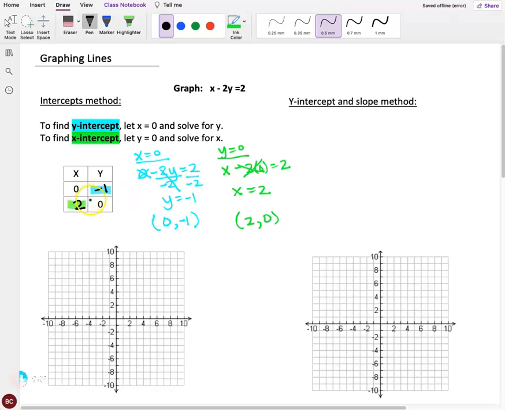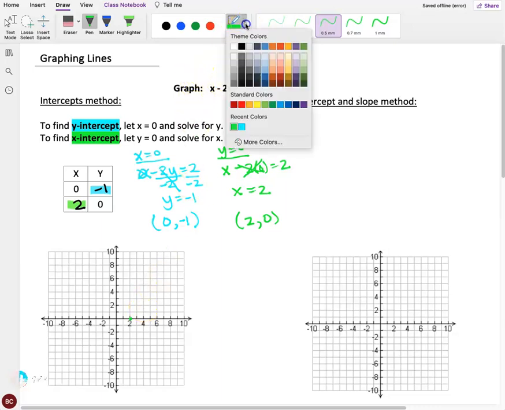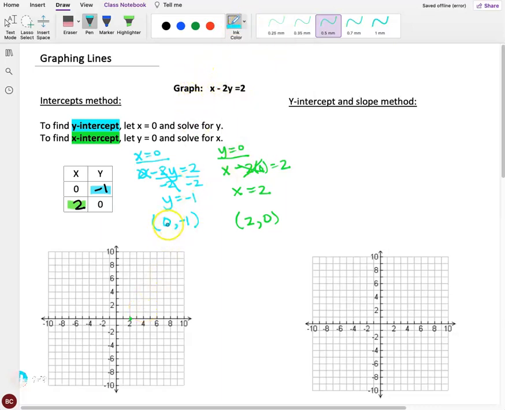All right, and now I have 2 points that I can graph on my grid, and let's do these in the different colors that I have here. So 2, 0, so over 2 up 0 is here, and that is my x-intercept. And then my y-intercept is 0, negative 1, so over 0, down 1 is there. And then I can just connect those two dots together and make a line that goes through both of them. And we'd have something like this.